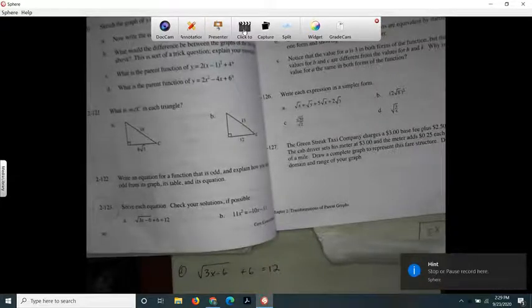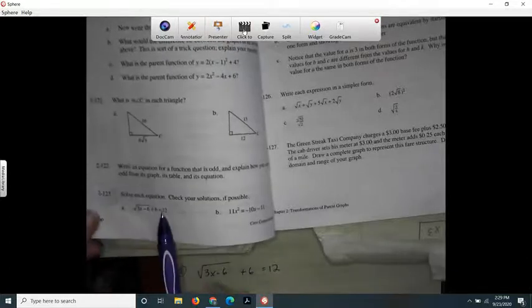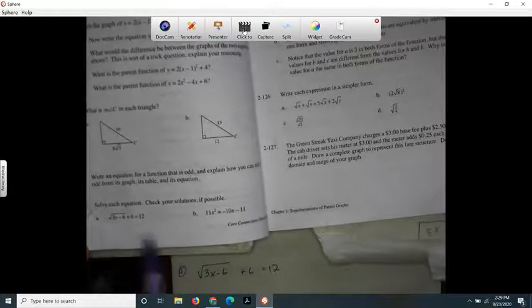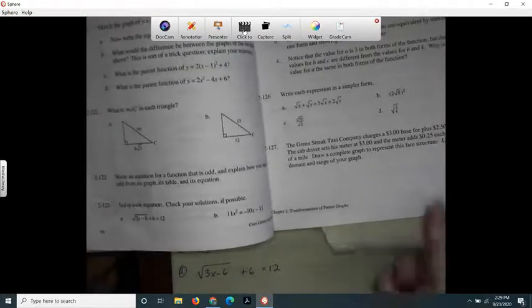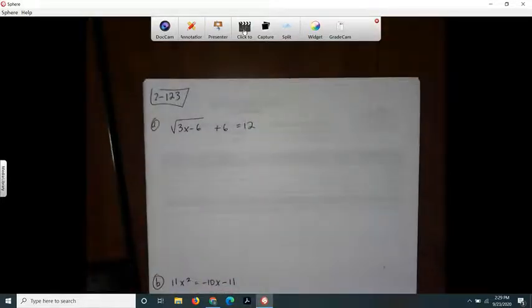Here's Integrated 3, problem 2-123. It says solve each equation, check your solutions if possible. And we have a letter A and a letter B. So for letter A, we're supposed to solve for x.